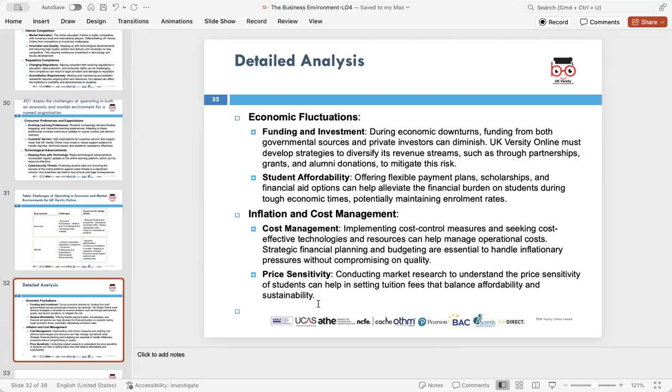Price sensitivity. Understanding the price sensitivity of students is important for setting tuition fees that balance affordability and sustainability. Conducting market research can help in understanding students' price sensitivity, allowing UK Versity Online to set competitive and sustainable tuition fees.